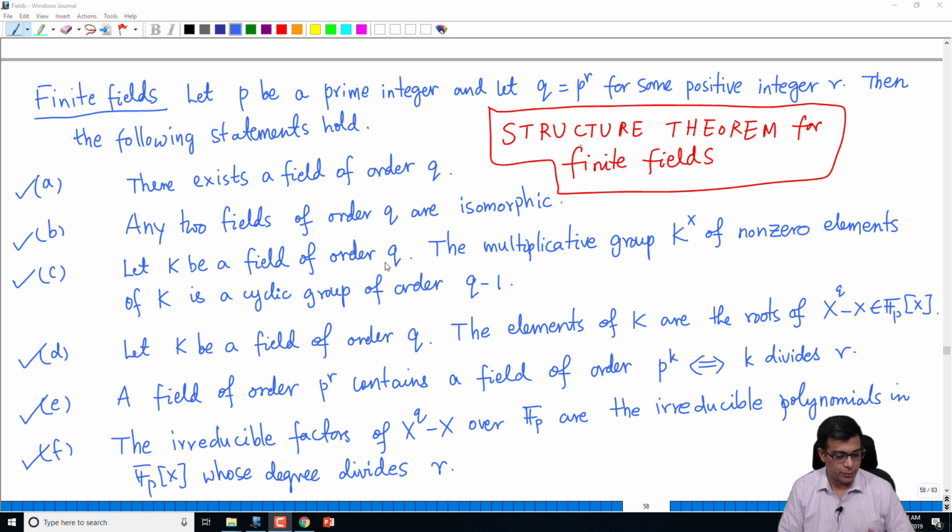So we have proved each statement. In fact, we did not prove one of these statements. I simply said C follows from a group theory fact, which I didn't do, and E and F I went somewhat fast, but hopefully overall it's clear to you. So what I want to do now in this video is to illustrate these results with some examples.